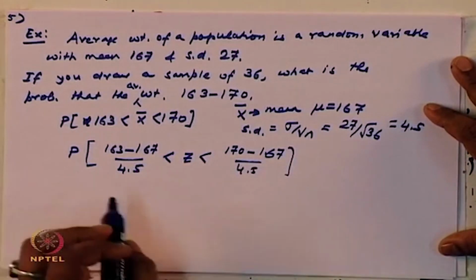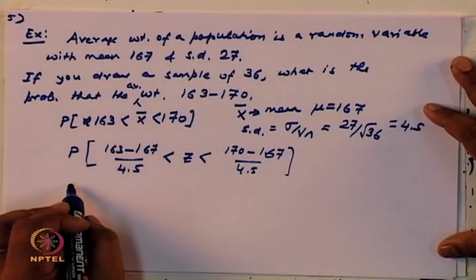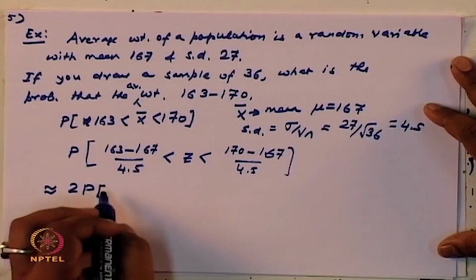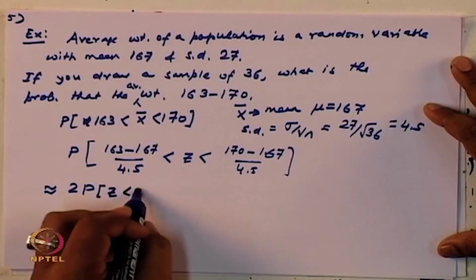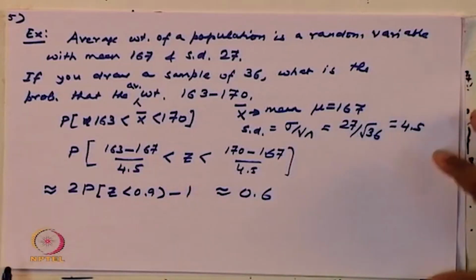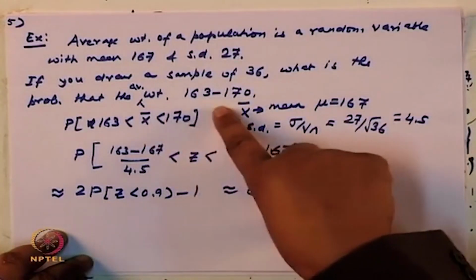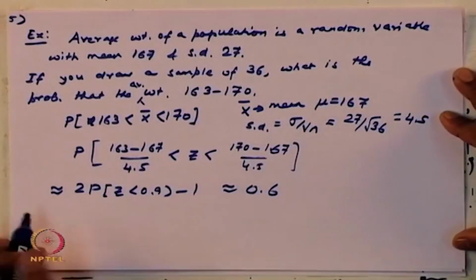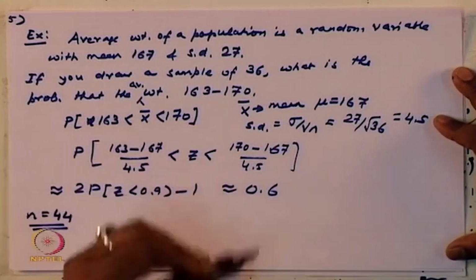So, this turns out to be, okay. So, you can make this simplification, and this is roughly 2 probability of p, z less than 0.9 minus 1, which is roughly equal to 0.6. So, for your sample size of 36, the probability that the average weight will lie between 163 and 170 is 0.6. But if you use the sample size of 44, and you do the same calculation.